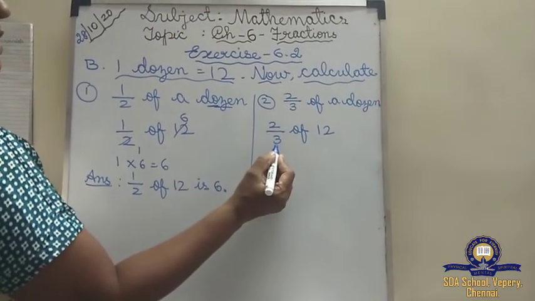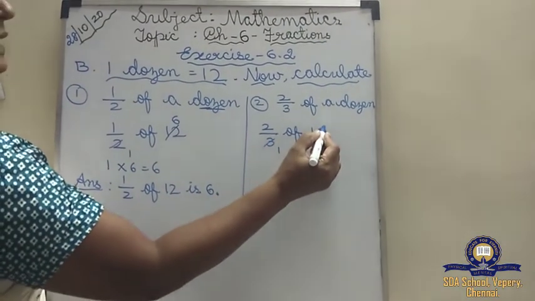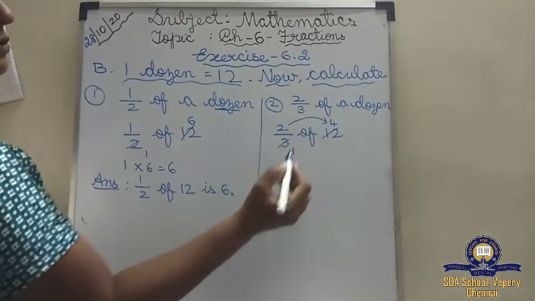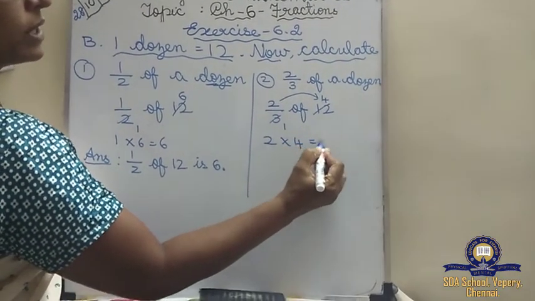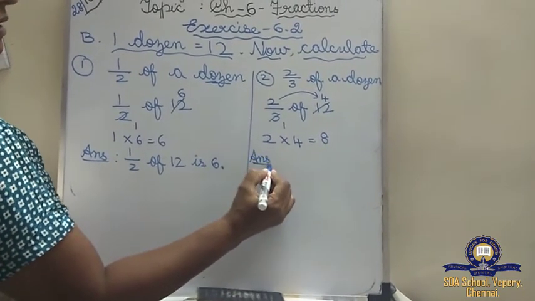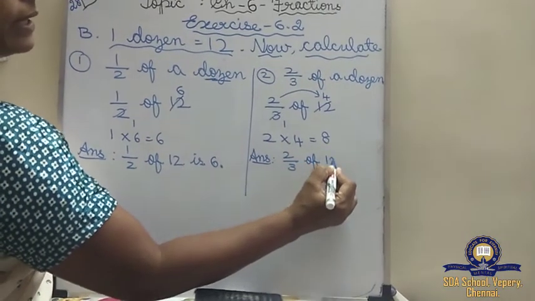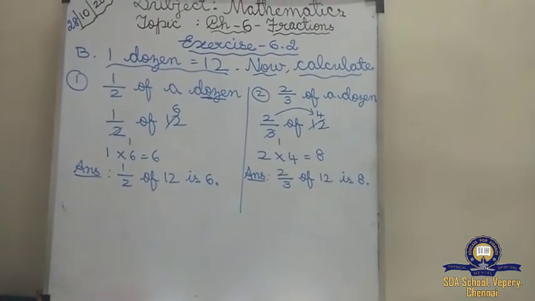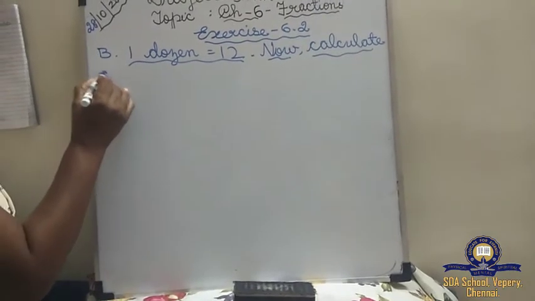You have to see 12 goes in 3 table, isn't it, children? So 1 3 is 3, 4 3s are 12. So this two number, what you have to do? You have to multiply. So 2 4s are what, children? 8. So what's the answer? 2 by 3 of 12 is 8. Okay, children. Okay, third sum we will do.